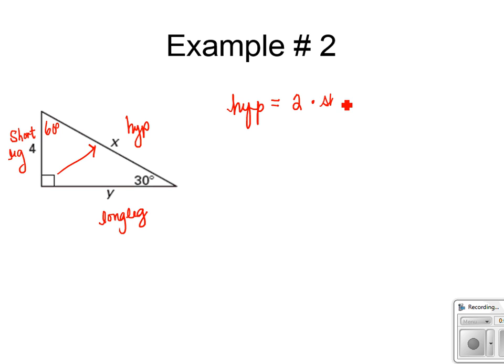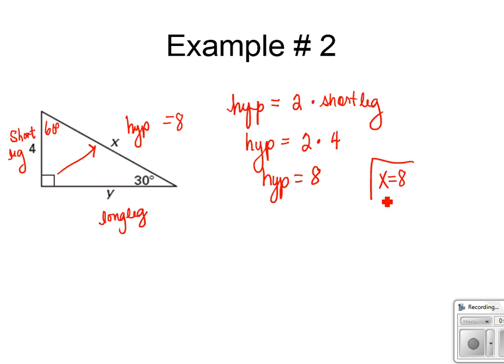So we're going to say hypotenuse is equal to 2 times the short leg, right here, is 4. So the hypotenuse is 8. So x equals 8. Okay? So the hypotenuse is 8.